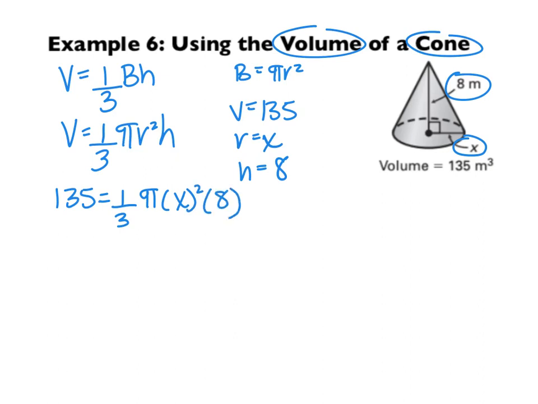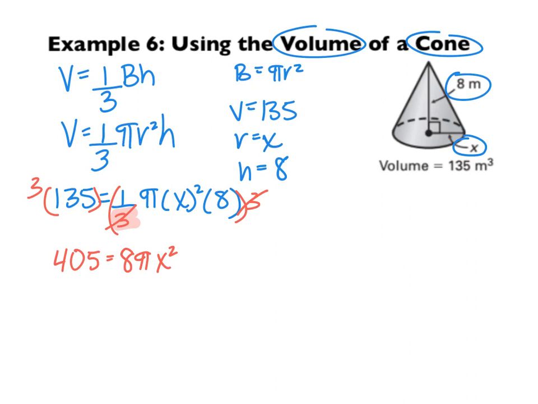Now we just need to simplify. We need to get x all by itself. So the first thing that I would do is I would multiply out the 3. If I multiply both sides by 3, I get rid of it on the denominator. So on the left, I'm going to get 405, which is 135 times 3. And on the right, those 3's are going to cancel. So I'm just going to be left with 8 pi times x squared. Notice I moved that 8 to the front just to make it a little bit easier to read.